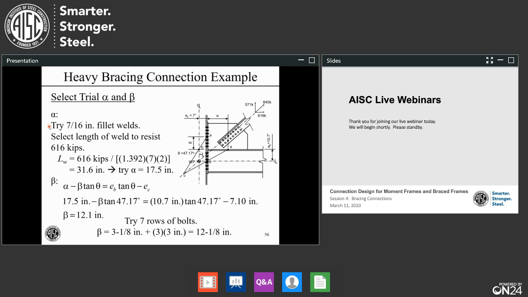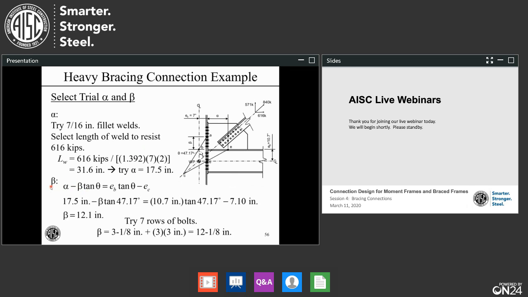To pick out alpha, this is not the way to do it. It's just one way to do it. You pick whatever makes sense for your problem at hand. In this case, I'm just going to assume we have 7/16 inch fillet welds, but double-sided. I'm going to pick a length of weld that's required to resist this 616 kips. Using our shortcut equation, we need 31.6 inches along here. So I'm going to try an alpha of 17.5. Now I'm just setting that. There's no magic there. You can use something else if you want.